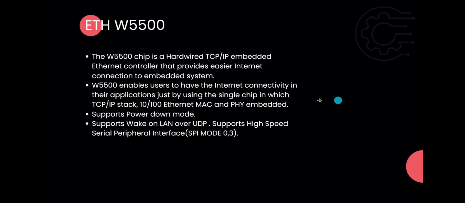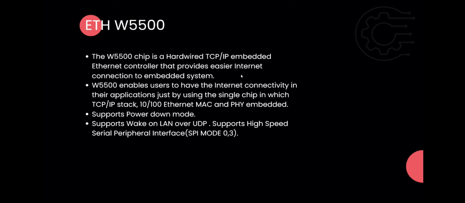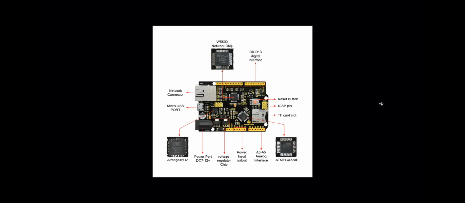Now ETH W5500. The W5500 chip is a hardware TCP/IP embedded Ethernet controller that provides easier internet connection to embedded systems. It enables users to have internet connectivity in their applications just by using a single chip in which the TCP/IP stack, 10/100 Ethernet MAC and PHY are embedded. It supports power down mode, wake up on LAN over UDP, and high speed serial peripheral interface. So this is the W5500 network chip. They have shown the figure.